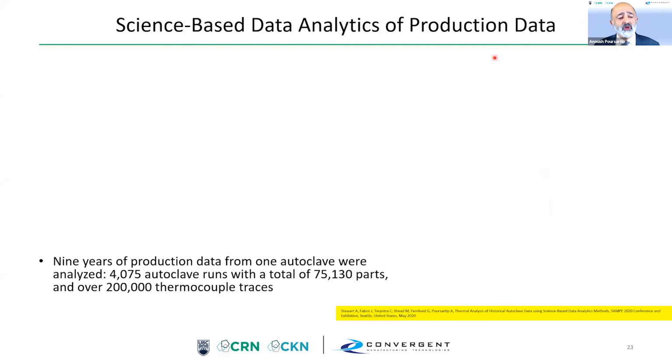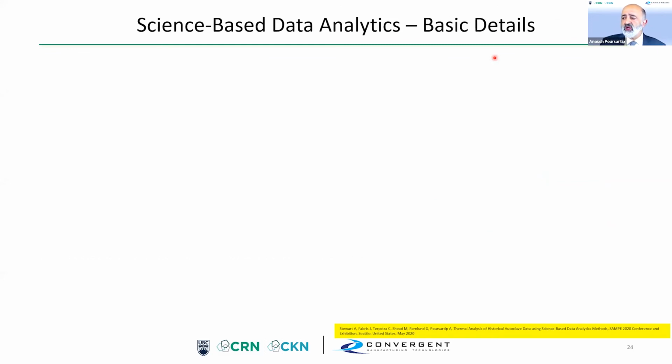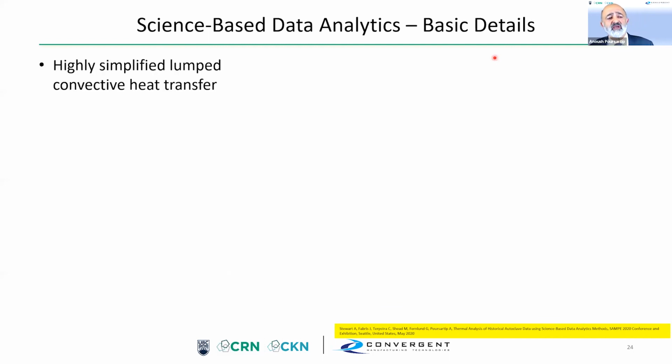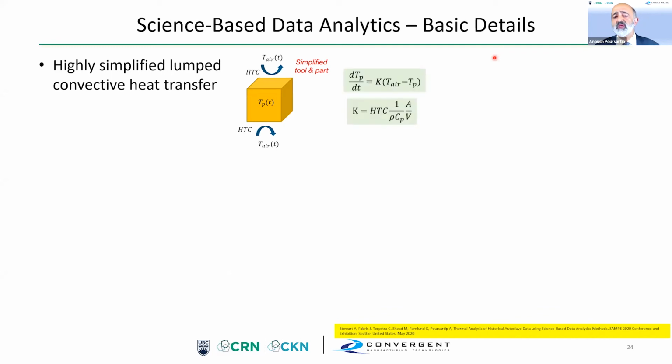So what we're going to look at is 9 years of production data from one autoclave in one facility. This autoclave had over 4,000 runs, over 75,000 parts, over 200,000 thermocouple traces over those 9 years. The way the analysis is done is a very simplified lumped convective heat transfer representation where you have a lump mass representing the tool and the part. As a result, the equation is very simple.